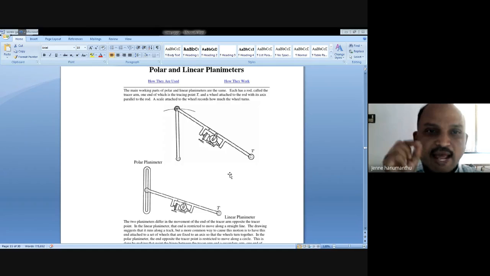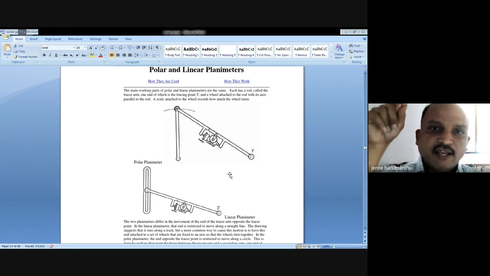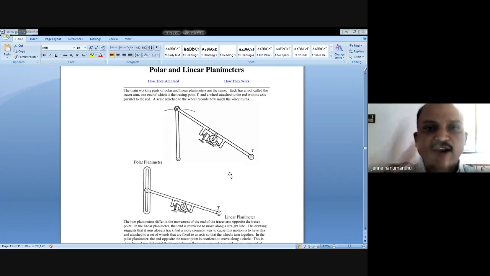So the planimeter is a simple instrument which measures the area of irregular shapes like a sine wave, like my foot or finger, or any diagram of a figure, any shapes, inclined lines. Like this, for irregular shapes, you can easily find out the area.